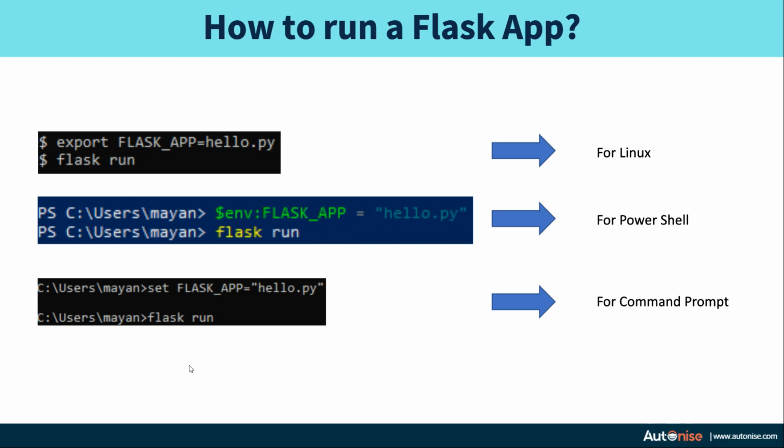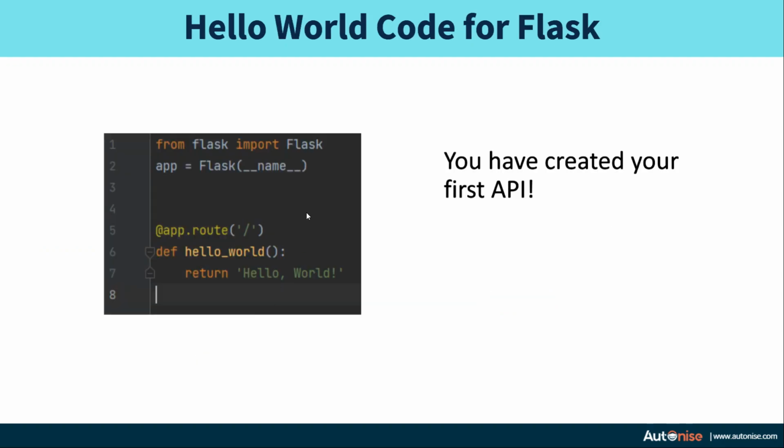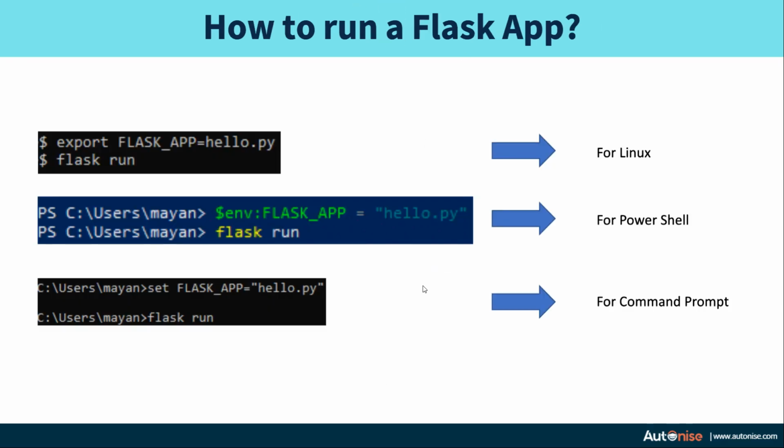After you do flask run, your server will start, and if you go on the browser and try to access 127.0.0.1:5000, then you will be able to get hello world. So that is how you write a hello world application in Flask.